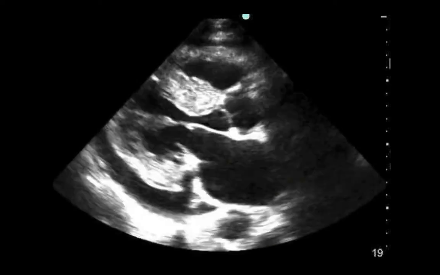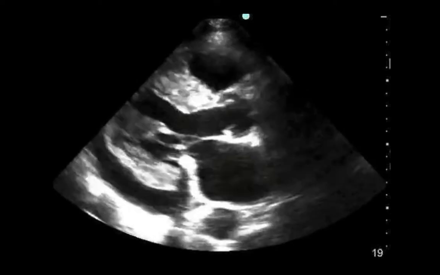We're going to play a little game now called tamponade or not. I'm going to show you a series of echoes, give you a little pause, and then tell you what I think. Here's case number 1. Do you see any evidence of tamponade?